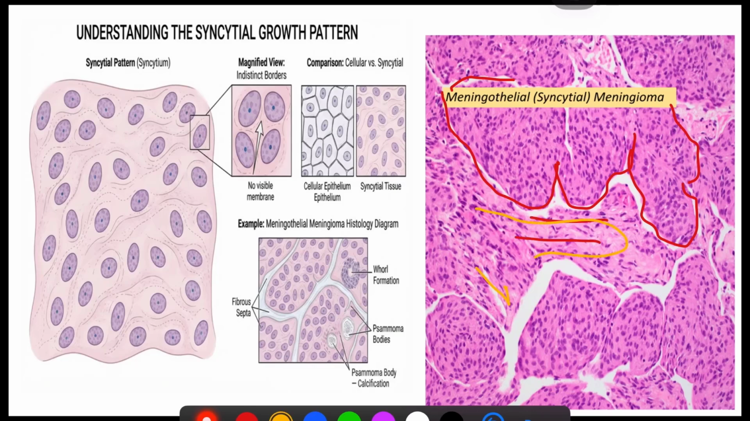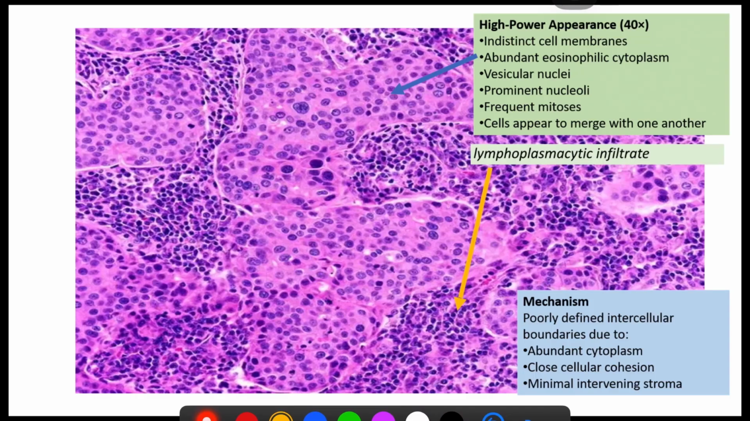So fibrous septa and syncytial sheets. Again this is a high power view where you can identify indistinct cell membrane of the cells, abundant eosinophilic cytoplasm, vesicular nuclei, some of the cells show prominent nucleoli, mitosis may be seen in some of the cells, and they appear to merge with one another, and in between these syncytial sheets lymphoplasmacytic aggregates are seen.